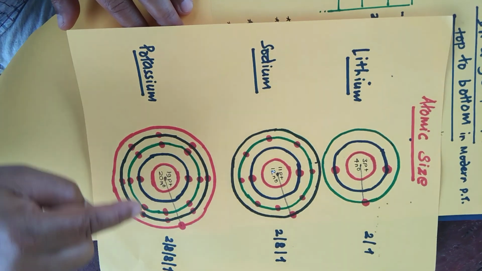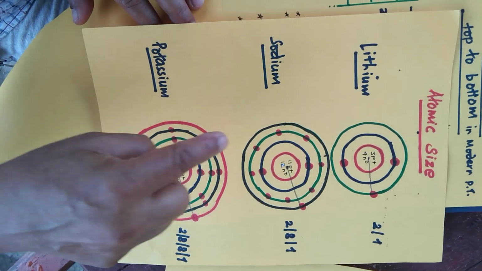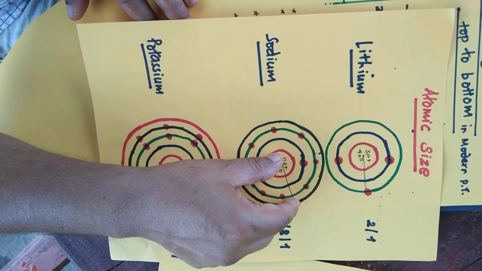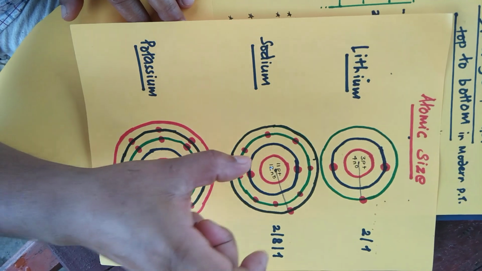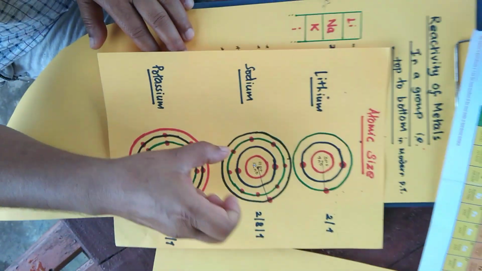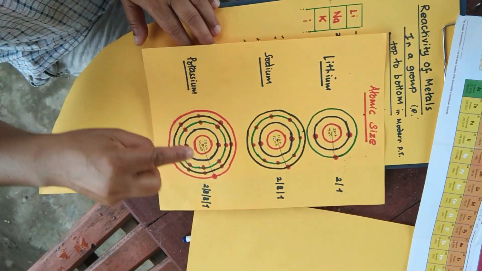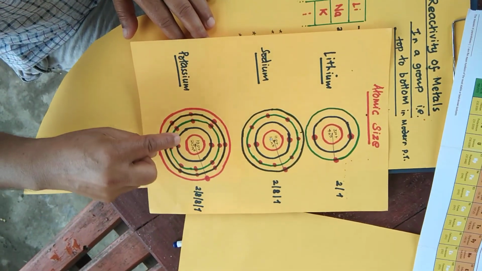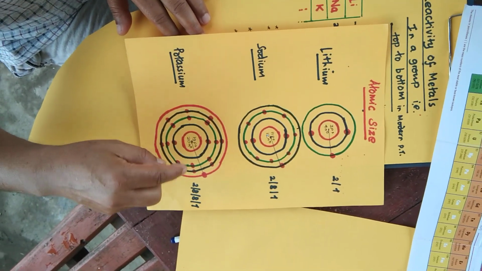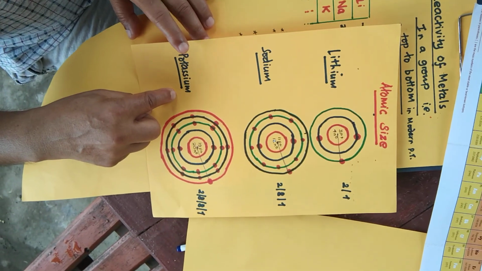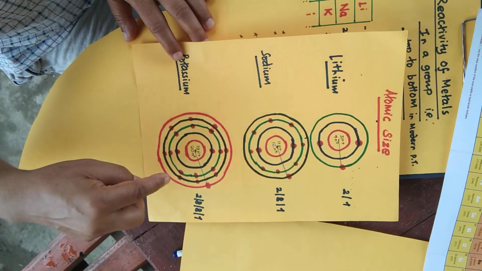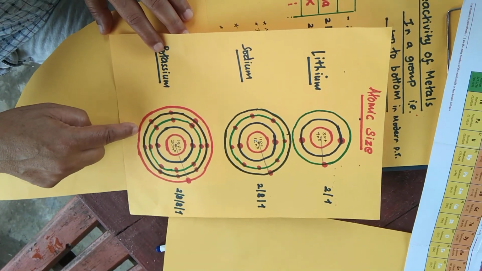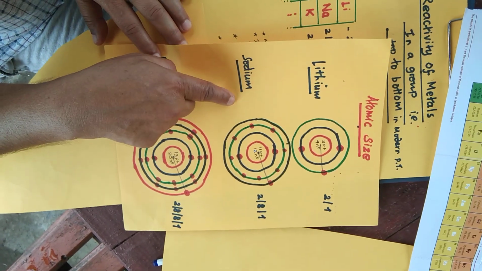Here I am comparing the reactivity of sodium with respect to potassium. In sodium there is less distance, and less distance means more force of attraction. It is bound with a greater force than in potassium. So this electron can't be lost as easily as in potassium, so potassium gets a stable configuration faster than sodium. That's why potassium is more reactive than sodium.